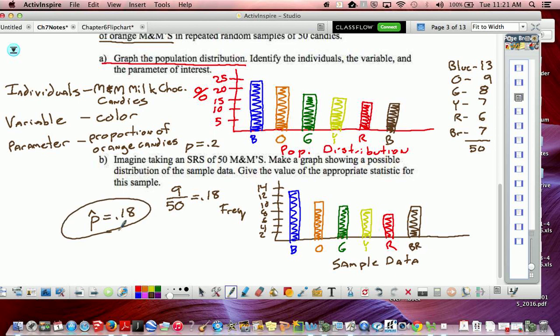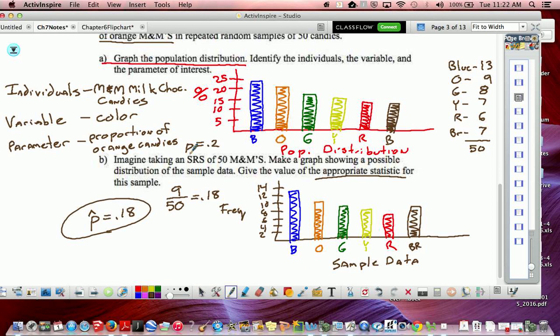Notice how it says appropriate statistic. Now we're using p hat here, so it's very important that the notation stays consistent. Up top it was the population distribution, hence why it's a parameter, p. Here we were doing one sample, okay? And we get p hat to be 0.18.